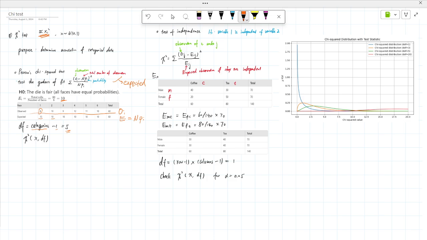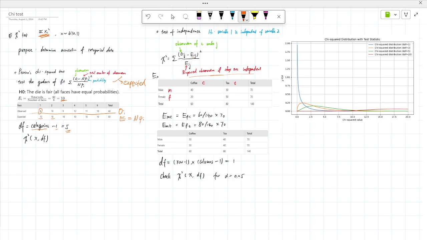Pretty much, we try the null hypothesis that variable 1 is independent of variable 2. So the chi-square will be pretty much the observation of i under the condition j, and then the expected, the expectation if they are independent. So for instance, this is pretty much testing if the preference of tea or coffee is independent of being male or female.